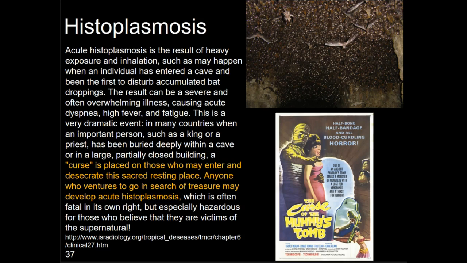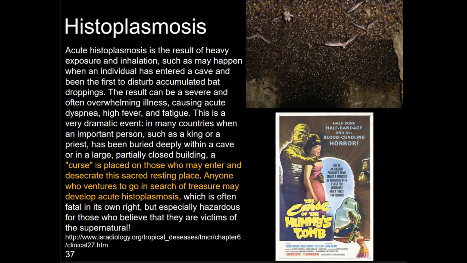Acute histoplasmosis is the result of heavy exposure and inhalation. So typically, if you have bats in your attic, you may get a light exposure, but if you're in a cave that has this many bats, and recognize that each one of these little white blobs is eyes from a bat, so there's an awful lot of bats here, if you inhale a lot of histoplasma, you can develop acute histoplasmosis as a result of heavy exposure and inhalation.